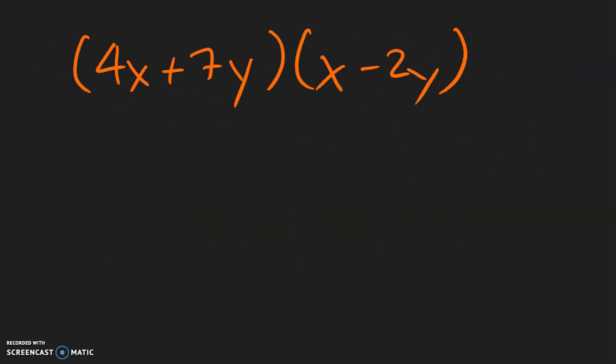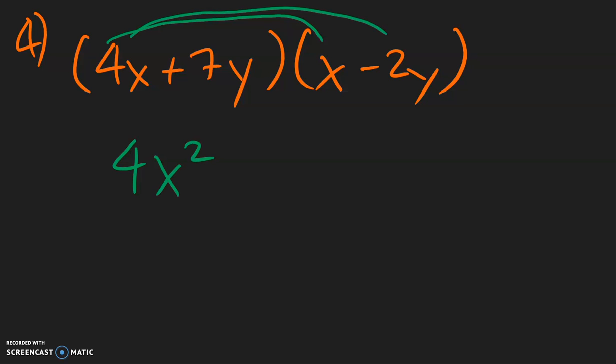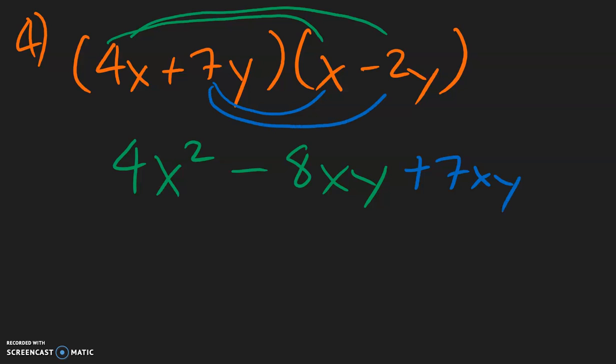Here the two parentheses are right next to each other, so this is number 4. So we need to multiply. 4 times, all we have is a 4, so 4, but we have 2 x's, so x squared. The 4x times negative 2 is going to be negative 8, and we have an x and a y multiplied together. Here we have 7y times x, so that's going to be positive 7xy. And finally we have 7 times negative 2, which is negative 14y squared.